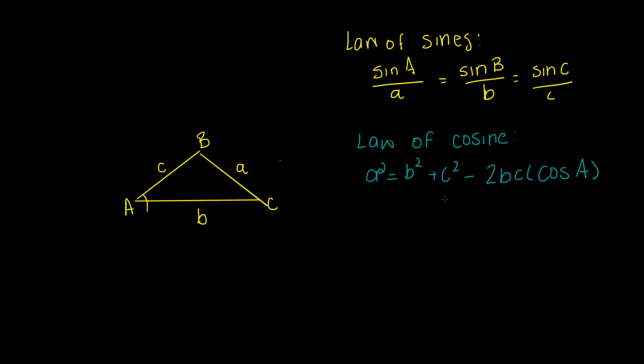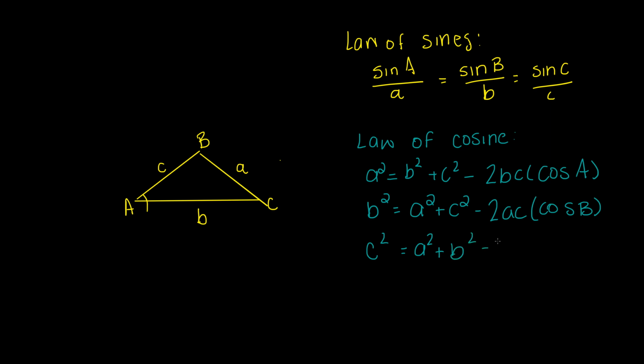Now let's say we want to find the length of side b. This would be b squared equals a squared plus c squared minus 2ac times the cosine of angle B. Let's say I want to find the length of c. Then this would be c squared equals a squared plus b squared minus 2ab times the cosine of angle C. All right, and this is looking at an ABC triangle.